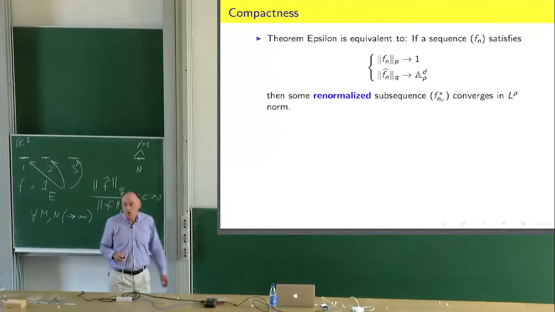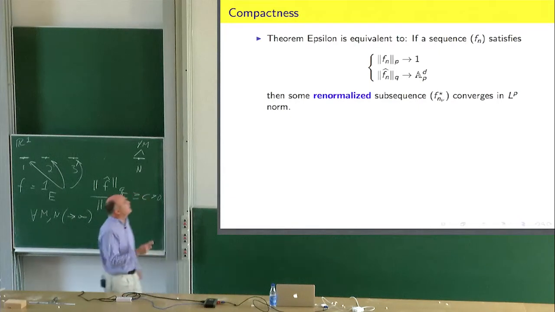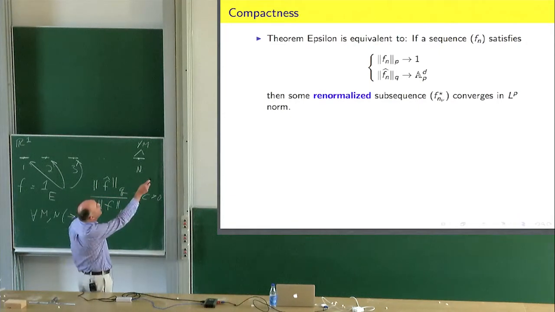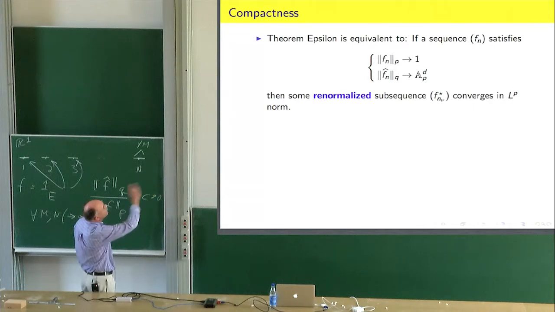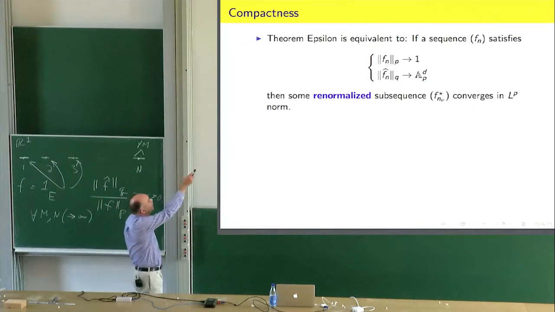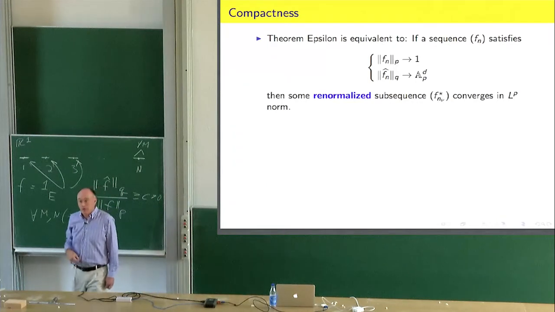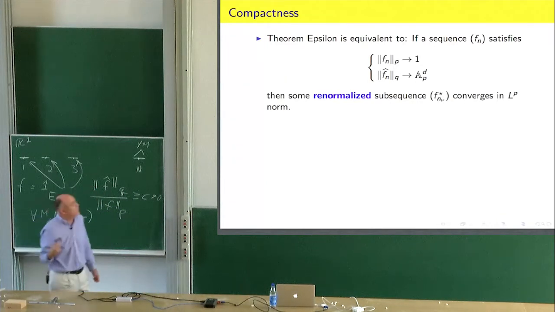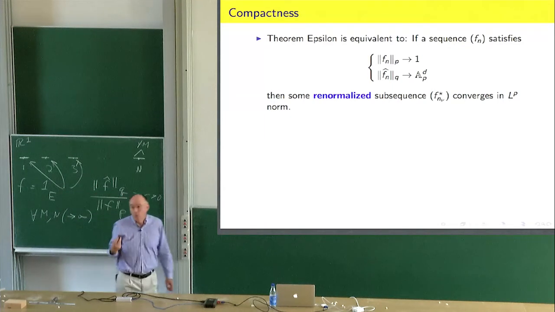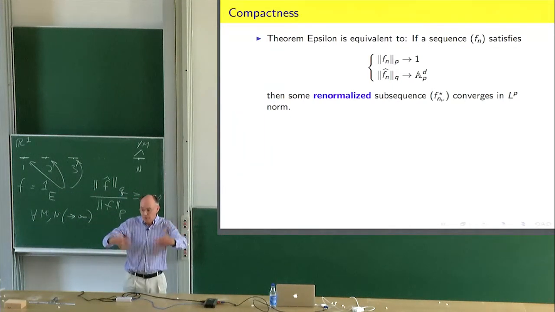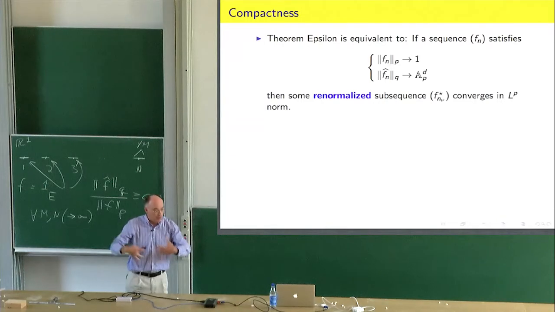This really is a compactness statement of the following type. Suppose you have a sequence of functions f_n whose norms approach 1, so that the norm of the Fourier transform approaches the optimal constant. So that's an extremizing sequence. Then what you want to say is such a sequence must be precompact. It must have a convergent subsequence.